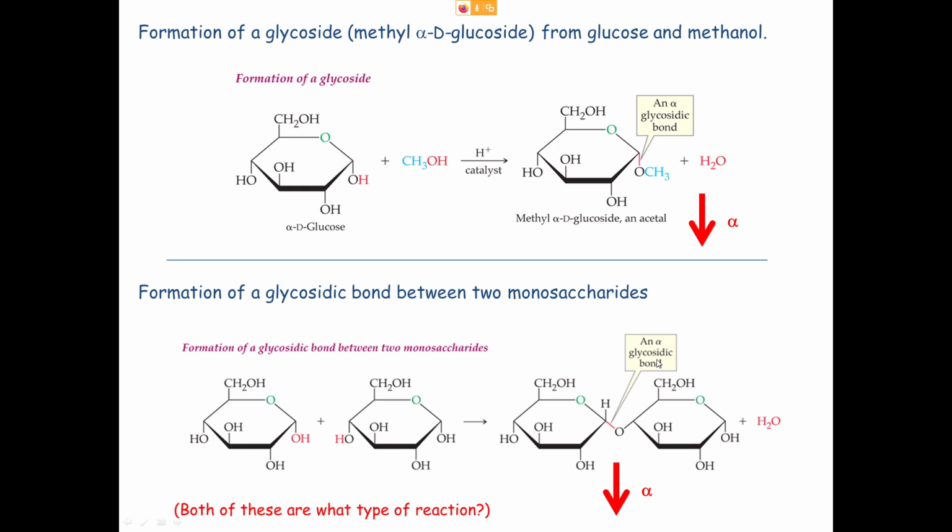This is called an alpha glycosidic bond because the first sugar that was involved, its alpha number 1 carbon, got involved. Whether the second sugar was alpha or beta was irrelevant because that carbon was not involved. Carbon number 4 on the second sugar was involved. 1, 2, 3, 4. So we call this an alpha 1,4 glycosidic bond.